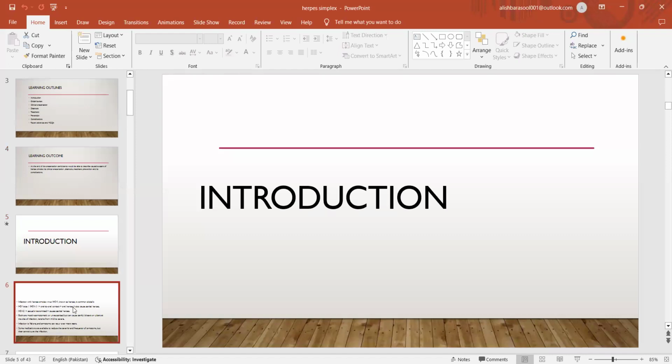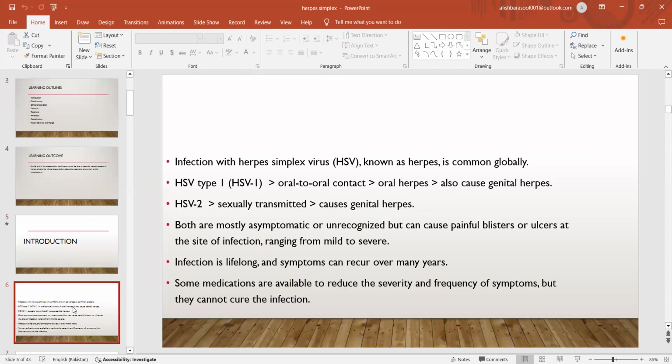Introduction. Infection with herpes simplex virus, known as herpes, is common globally. Herpes simplex type 1, oral to oral contact, causes oral herpes, also called genital herpes. Herpes simplex type 2, sexually transmitted, causes genital herpes.